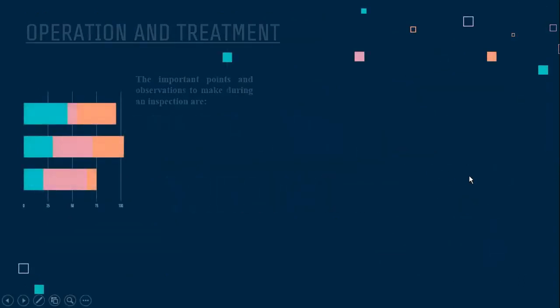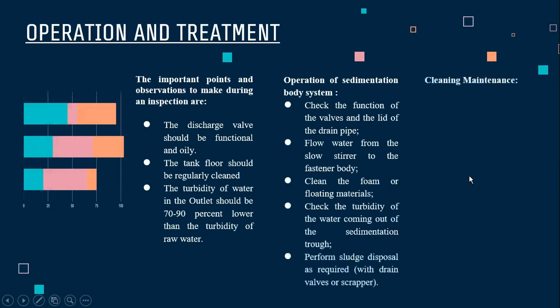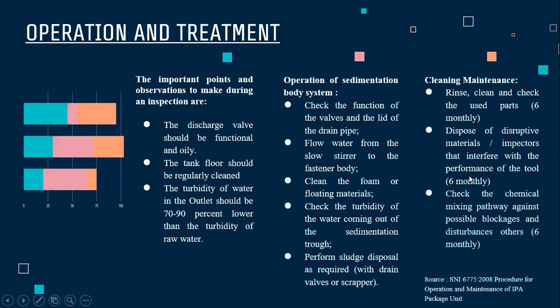Operation and maintenance. The operation and maintenance of sedimentation is basically from SNI 6775:2008 about the procedure for operation and maintenance of package treatment units. The important points and observations to make during an inspection are: the discharge valves should be functional and oiled, the tank floor should be regularly cleaned, and the turbidity of water at the outlet should be 70 to 90% lower than the turbidity of raw water.